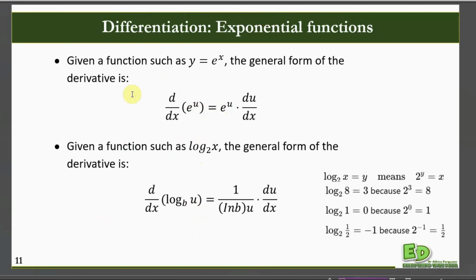Exponential functions. Given a function such as y is equal to e to the power u, the general form of the derivative is dy over dx being equal to e to the power u times du over dx, right? The caveat here is that if you differentiate e to the power x, you are going to get e to the power x. So first of all, write the function as it is. Don't do anything to that function. Then you multiply it by the differential of that function.